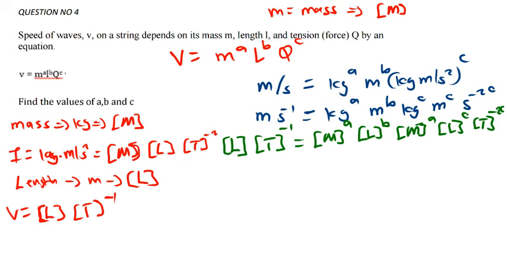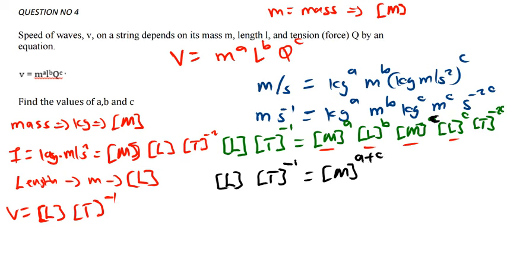Now, if the bases are the same, the powers can be added, so I have this and that can be added, and that and that can also be added. So I'll have length, then t to the power negative 1 equal to that. For mass, a plus c, this is supposed to be c because it's mass, so it's a plus c. For length, I have b and c, so it will be b plus c. I'm adding the powers. Then t is alone, so I'll say t to the power negative 2c.